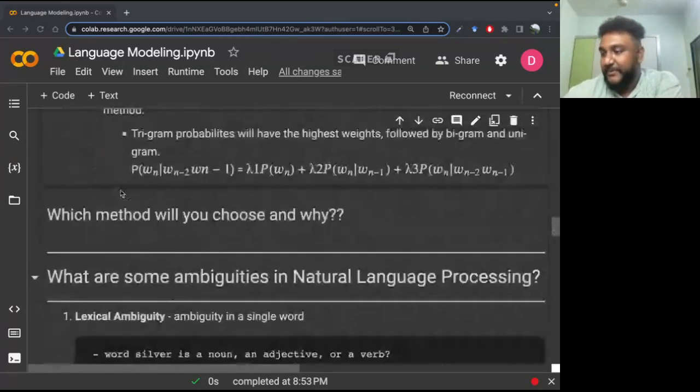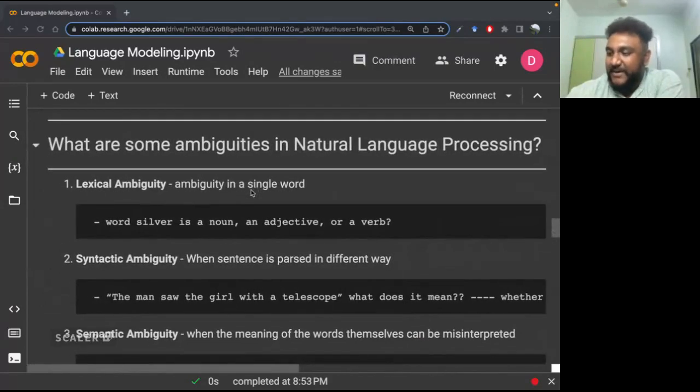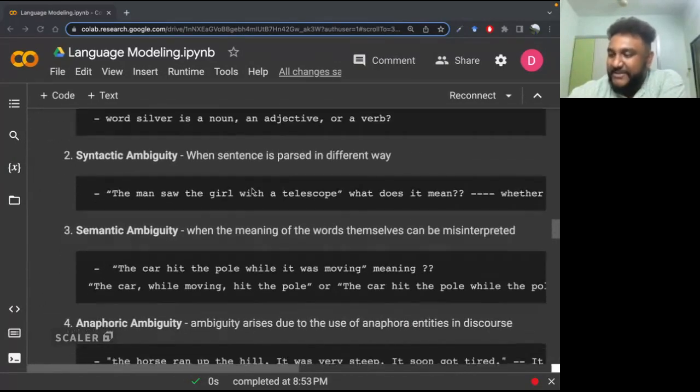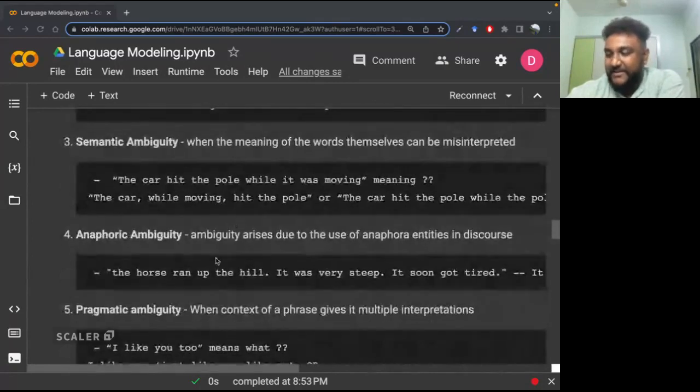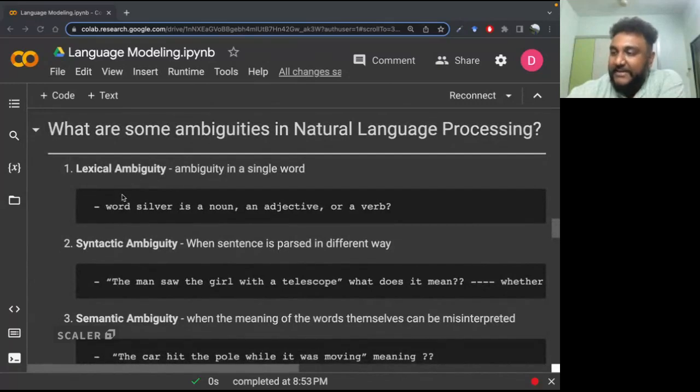Okay, cool. So which method do you choose and why? It really depends on the type of ambiguity. There are certain ambiguities which are defined here. Let's go through them quickly. Let's look at the different types of ambiguities we commonly encounter. We have lexical ambiguity, where there is ambiguity in a single word. For example, the word silver could be a noun, adjective, or a verb.